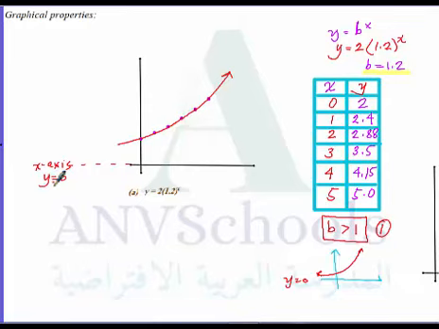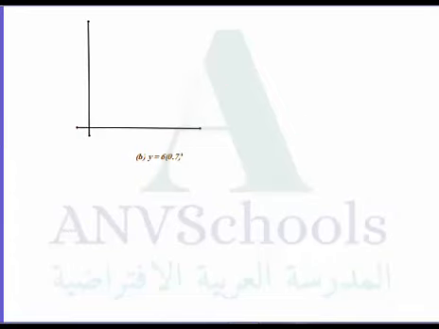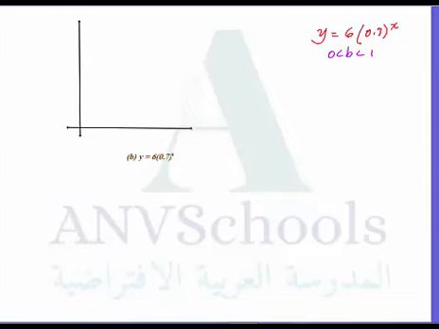Now let us go to when your b changes. What if our y is equal to 6 times 0.7 raised to x? In this case, our b, as you could see, is in between 0 and 1. So what happens then? We begin this by, of course, getting the table again.